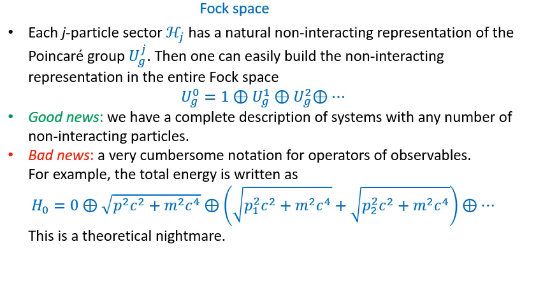In principle, it's not difficult to find out the 10 generators of this representation. For example, the total non-interacting Hamiltonian has a well-defined form in each sector. In the vacuum subspace, the energy is zero. In the one electron sector, we get the usual function of momentum. In the two electron sector, we have the sum of kinetic energies of the two electrons, and so on, to infinity. But this is a theoretical nightmare. You cannot do any sensible calculations with this notation.